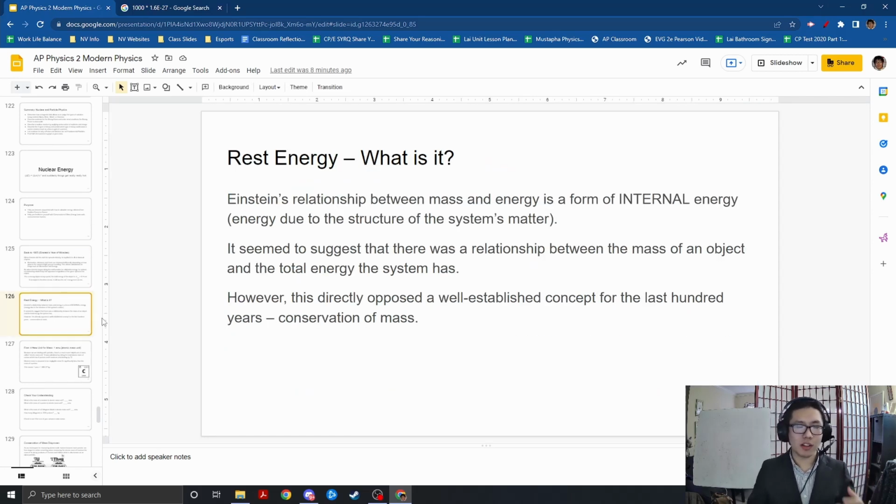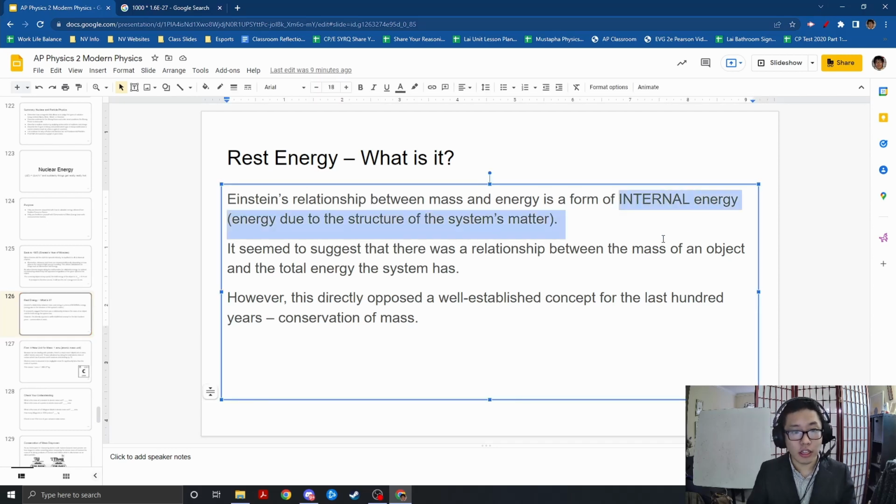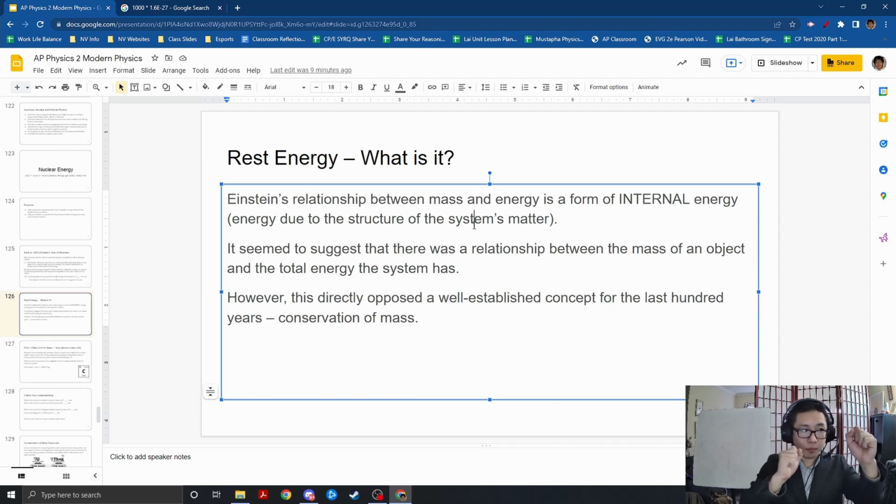So ultimately, this begs the question of what is it? Like, what does rest energy mean and do? What's the meaning of it at the microscopic level and macroscopic level? So ultimately, what Einstein discovered was a form of internal energy, all right? The energy that comes from the fact that there are a lot of subatomic particles that are attracted to each other, especially subatomic particles in the nucleus, which is what rest energy is most directly related to, right?